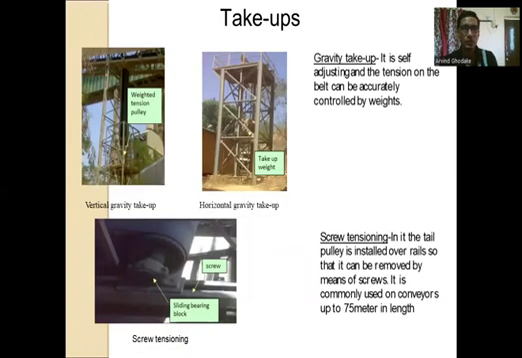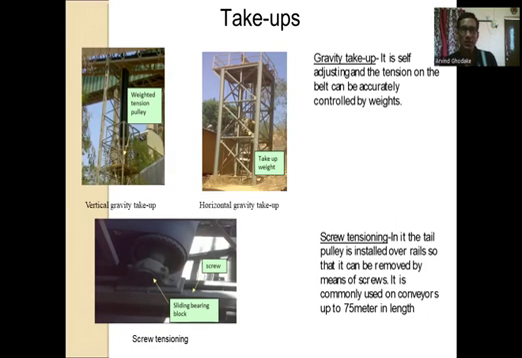Next one is the take-ups. To provide the required tension in the belt, take-up devices are used. The first one is a vertical gravity take-up. The second one is a horizontal gravity take-up, and the third one is screw tensioning. Gravity take-ups are self-adjusting, and the tension on the belt can be accurately controlled by the weights.